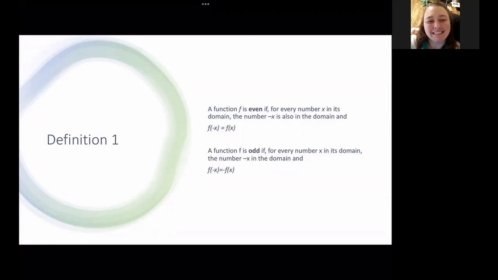So if I were to put a negative x in everywhere that there's an x, you're going to get the same answer. Now, on the other hand, it's odd if for every number x in its domain, the number minus x is in the domain. So this is slightly different. Now if I put in a negative x every time I see an x, I'm actually going to get a negative of the original function. So the definitions are kind of similar, but let's see what this actually looks like in practice.